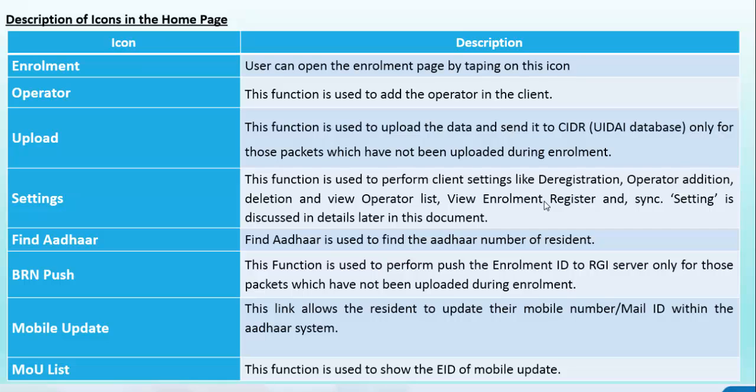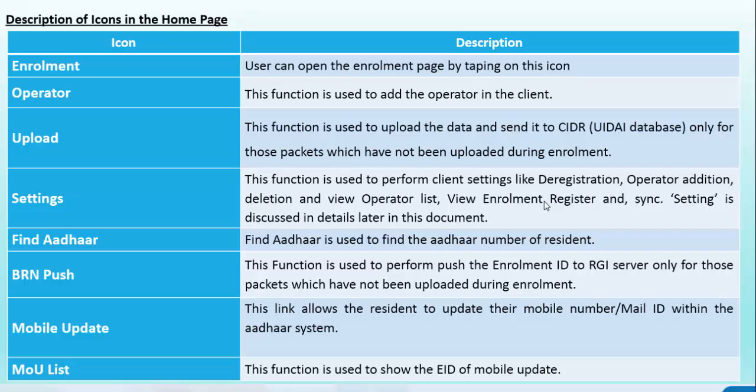Using this client we can enroll the children. Once the enrollment of the child is completed, the packets will be auto uploaded to the CIDR. If you have any issues with the internet, the packet will be stored locally in the CLC tab. Once it is connected to the internet, we can open this upload option on the homepage screen. Then you can upload the pending packets to the CIDR without any issues. If you have any pending packets, you can do this exercise to upload them without any delay.